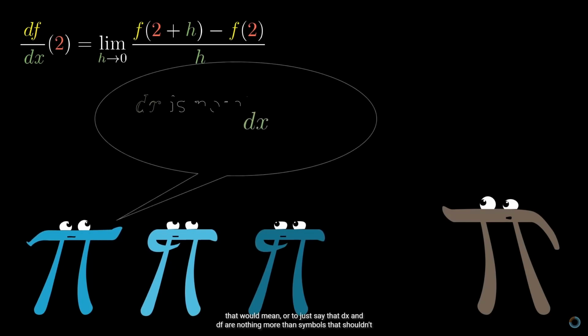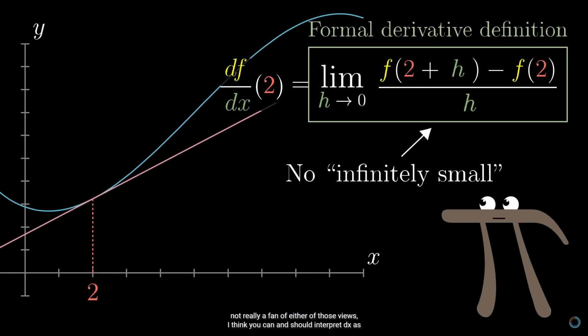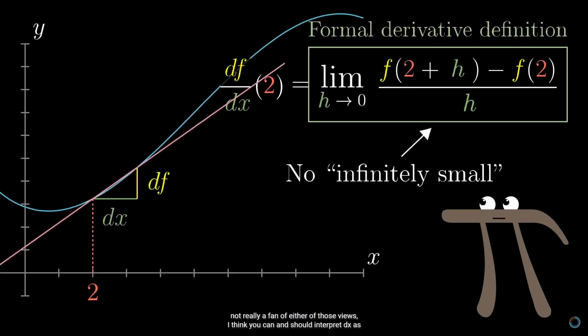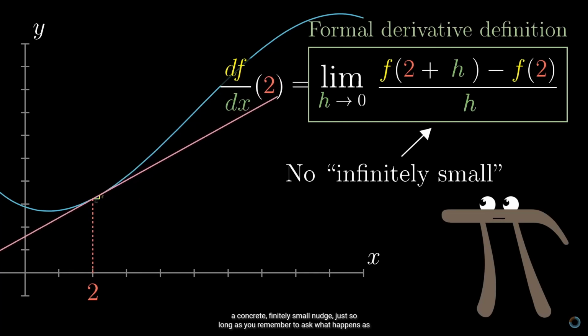Or to just say that dx and df are nothing more than symbols that we shouldn't take too seriously. But by now in the series, you know I'm not really a fan of either of those views. I think you can, and should, interpret dx as a concrete, finitely small nudge, just so long as you remember to ask what happens when that thing approaches zero.